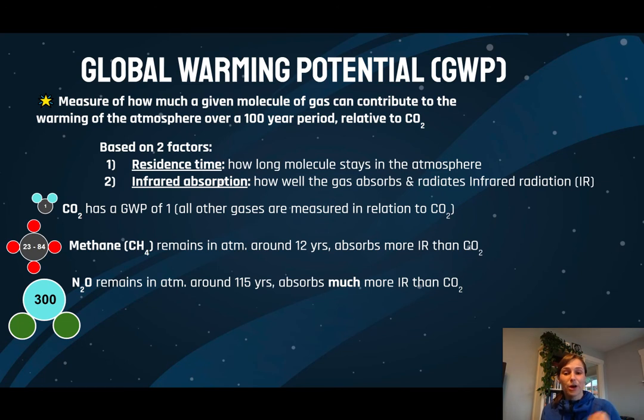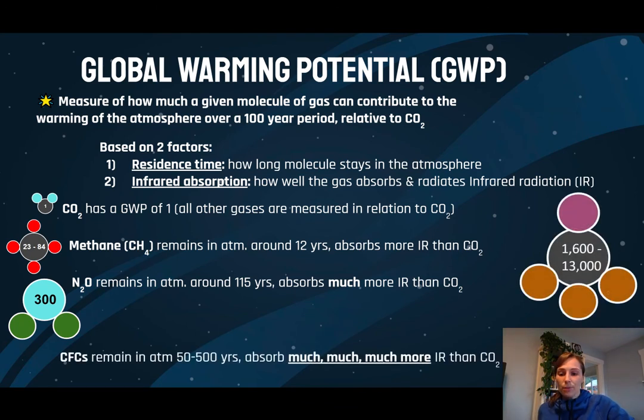Our next one is nitrous oxide. It remains in the atmosphere around 115 years and it absorbs much more infrared radiation than carbon dioxide. It has a global warming potential of 300 compared to that 1 for carbon dioxide. And then the last one, we have the CFCs. Those remain in the atmosphere for 50 to 500 years, and they absorb way, way more infrared than carbon dioxide does. We're looking at a range from the lower end of 1,600 up to 13,000 for our GWP.